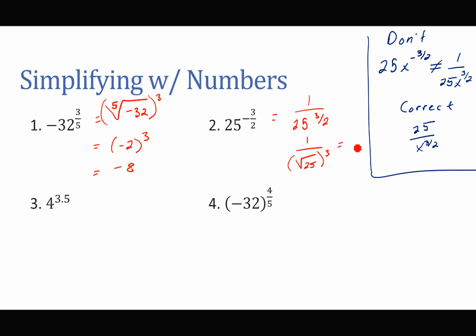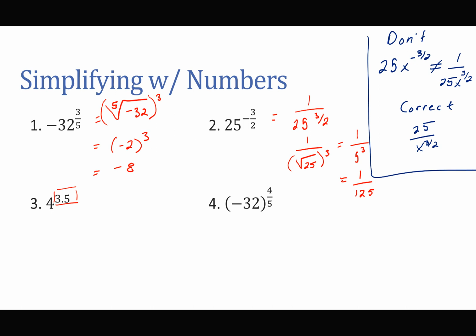That's more mental math that I'd have to do. But if I think of this, well, the square root of 25, I know that. And so now I just have 1 over 5 cubed. 5 cubed is easier for me to do. 5 cubed, I know, is 125, and I'm done. Again, 5 cubed: 5 times 5 is 25, times 5 again is 125.